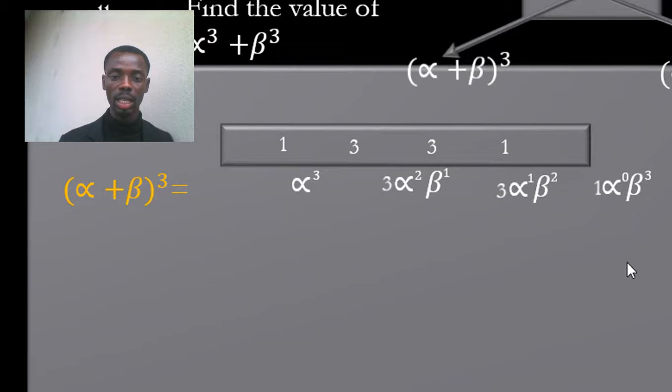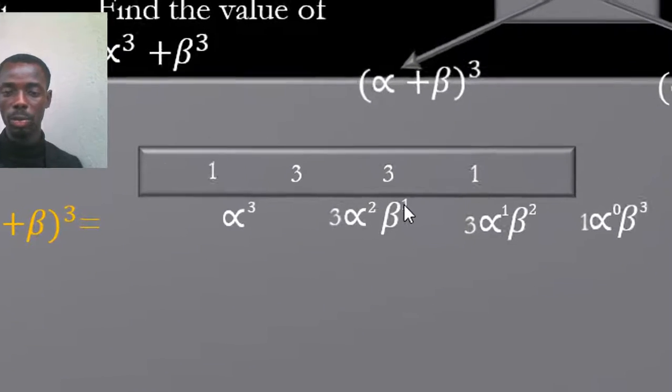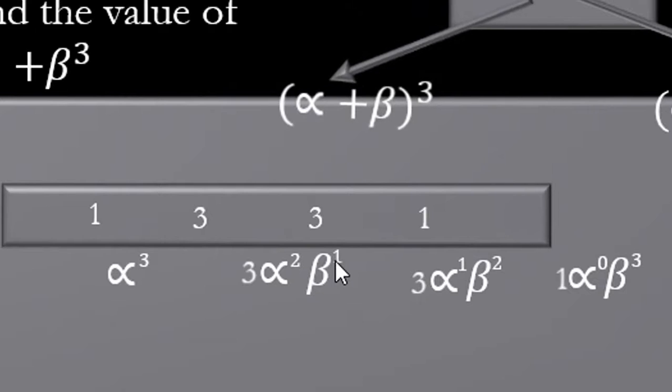Now let's come down here. Here is 3 multiplied by alpha raised to the power of 2 multiplied by beta raised to the power of 1. So what can we do now? Let's get rid of this power of 1. Beta raised to the power of 1 is the same as beta. So let's get rid of that 1. We don't need it. Here is 3 multiplied by alpha raised to the power of 1 multiplied by beta raised to the power of 2. Okay, so let's get rid of this power of 1 on alpha. And what other thing? There's another coefficient which is 1, and here is a power of 0.